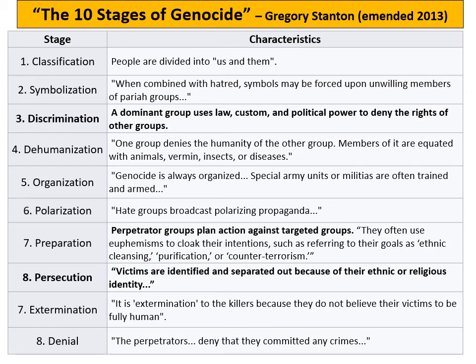In 2013, this stages of genocide chart was amended, and certain of the stages were split apart or elaborated. One was added in. Number 3 and number 8 in the list that you have, 1 through 10, are the quote-unquote new ones, but again, they're just refinements of that original scheme. So discrimination comes before dehumanization, where you're actually using law, custom, and political power to deny rights for certain groups. And then preparation is divided. Number 7 is divided. So perpetrator groups plan action against targeted groups first, and then persecution is the more action stage of preparation. So those are the amendments that were made in 2013.